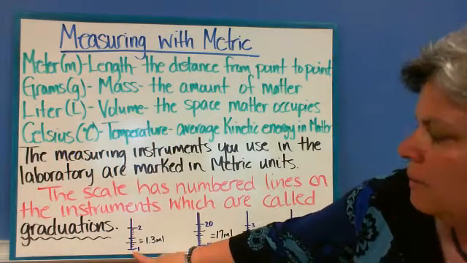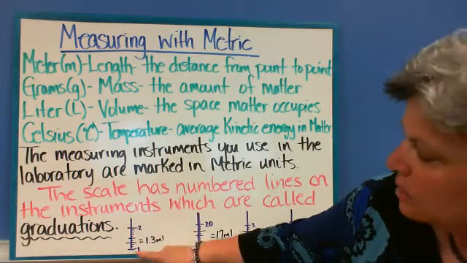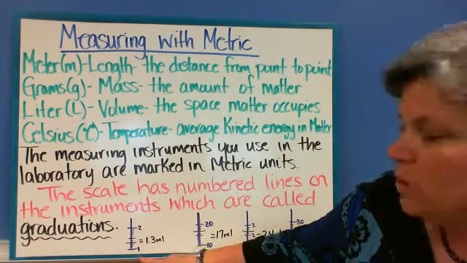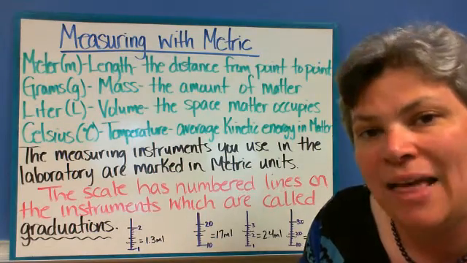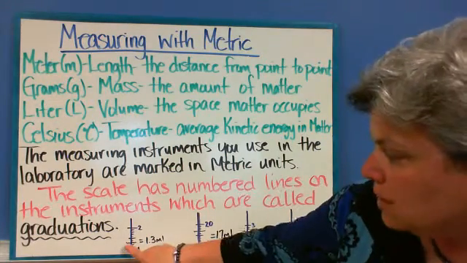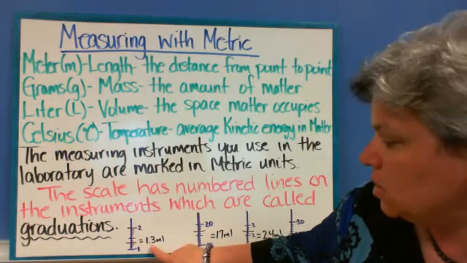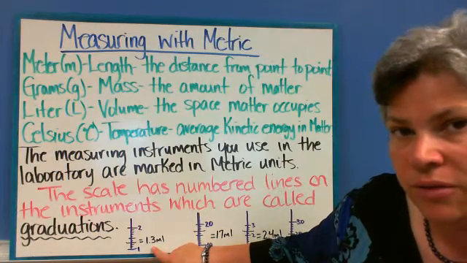In this case here, I'm measuring from 1 to 2, and there's 10 lines in between, which tells me that each line is equal to 0.1 or 1/10 of a unit. So based on where my volume would be, this would be 1.3 milliliters.